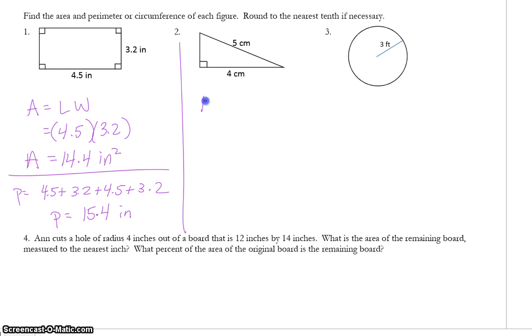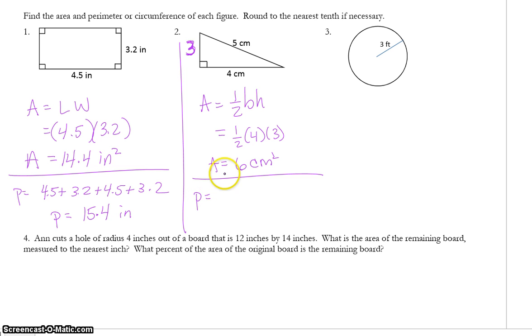Area formula for a triangle: 1/2 base times height, or base times height divided by 2. We do know the base, but we don't know the height. However, this is a 3, 4, 5 Pythagorean triple. If you didn't remember that, you would have to do the Pythagorean theorem to find this first. Now we have the base and the height. Half of 4 is 2, times 3 is 6. So the area of this triangle is 6 centimeters squared.